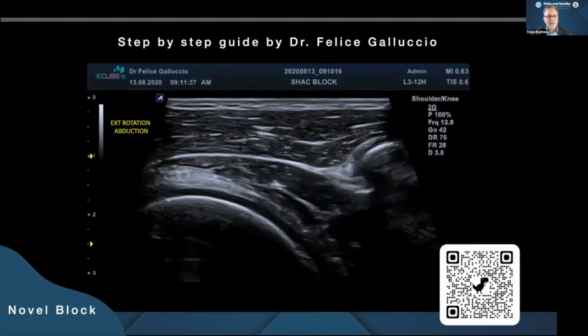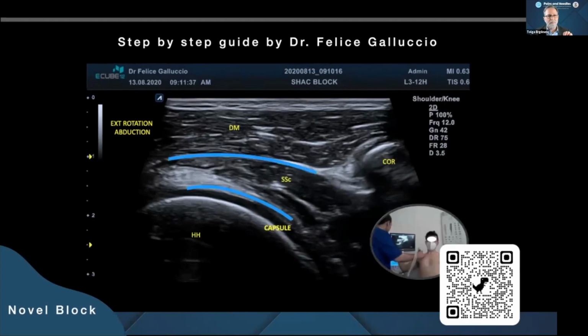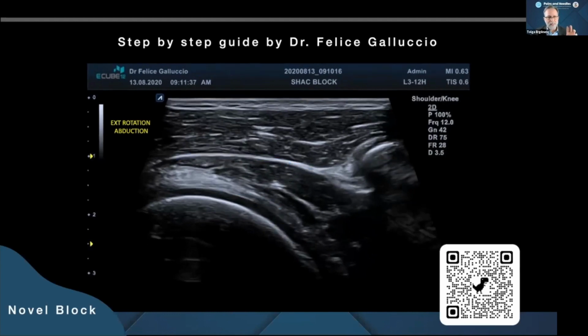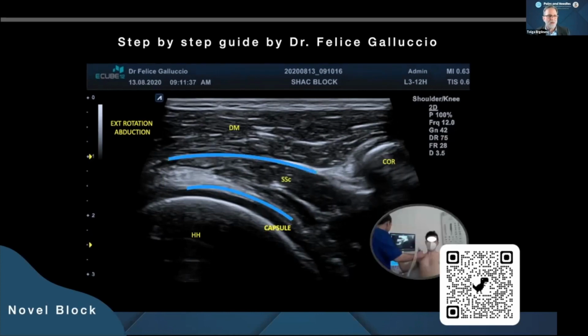Then the next step to localize our target perfectly is to put the patient with the arm in external rotation and abduction, and you can clearly see on the skin the coracoid process, the humeral head, and the subscapularis tendon and the myotendinous junction. And now we can localize our target.